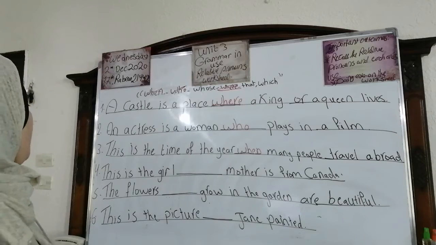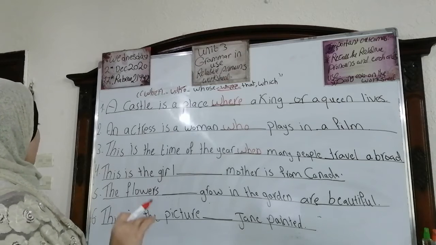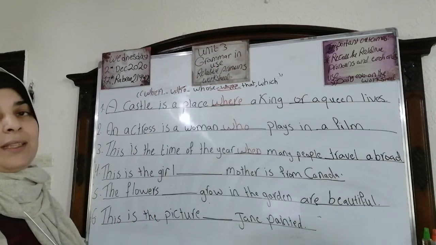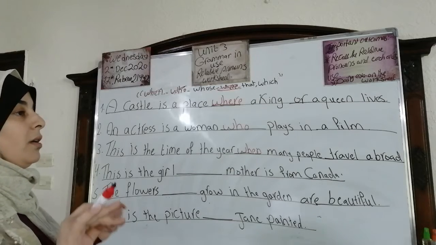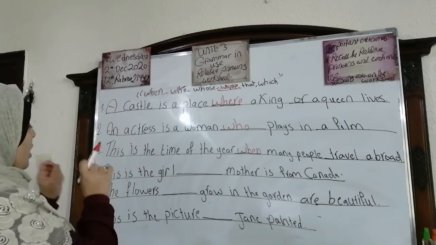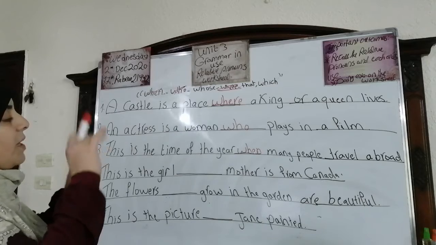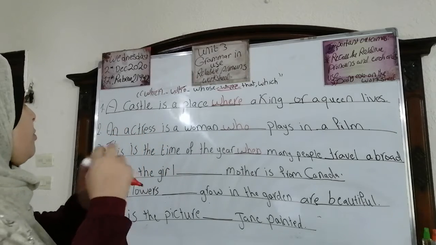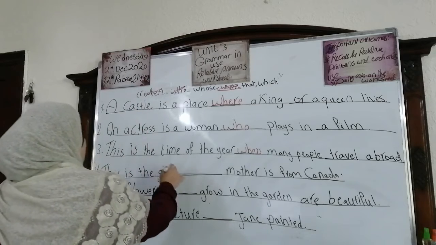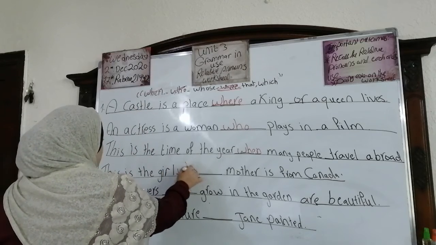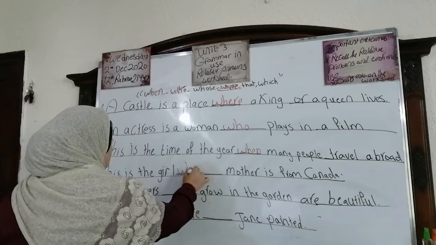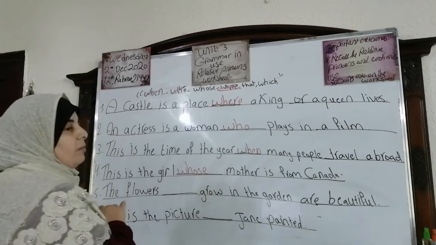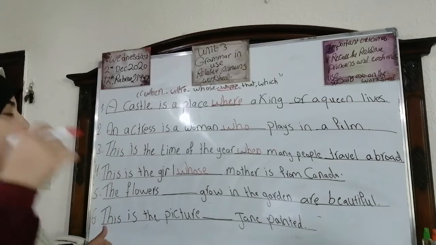Okay? Now, number four. This is the girl. Mother is from Canada. We are talking about the girl that her mom is from Canada. So we're going to put what? We're going to put possessive pronoun, which is whose. We say this is the girl whose mother is from Canada. Okay? The one whose mother is from Canada.